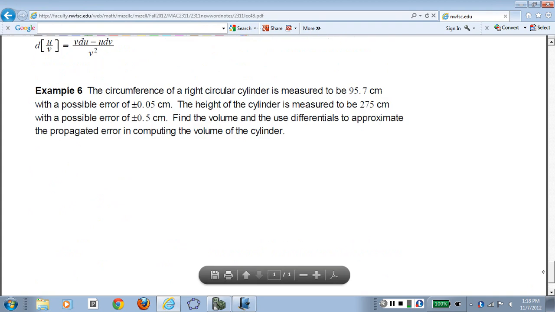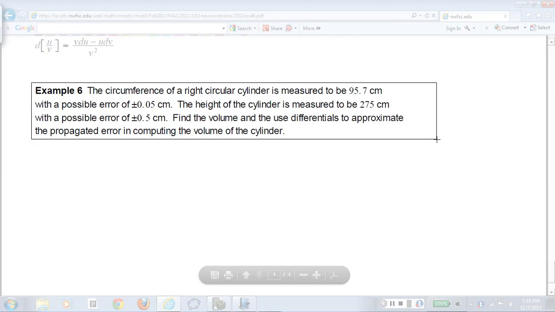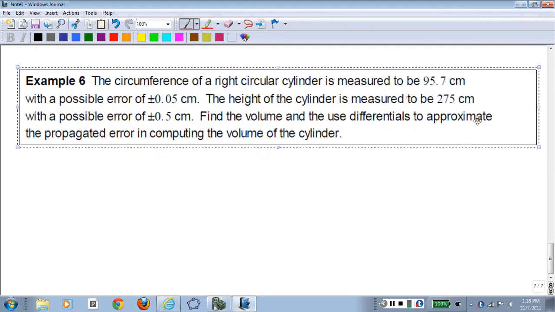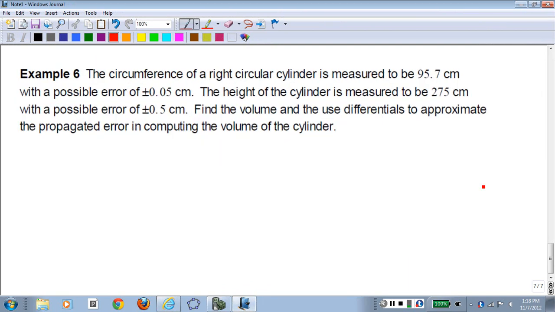And we're there. Example 6. The circumference of a right circular cylinder is measured to be 95.7 centimeters with a possible error of 0.05 centimeters. The height of the cylinder is measured to be 275 centimeters with a possible error of plus or minus 0.5 centimeters. Find the volume and use differentials to approximate the propagated error in computing the volume of the cylinder. If we want to go further and calculate the relative error, the percent error, if we convert it to a percent, we can, but let's just see if we can find the approximate propagated error.